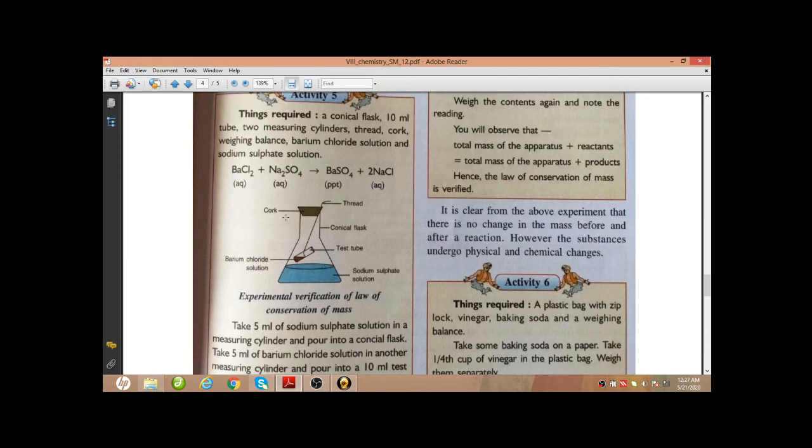We will be using a cork, thread and all, so that this will remain in a closed system. Now we will shake this conical flask so that the barium chloride will get mixed with the sodium sulfate, and these two will react together.